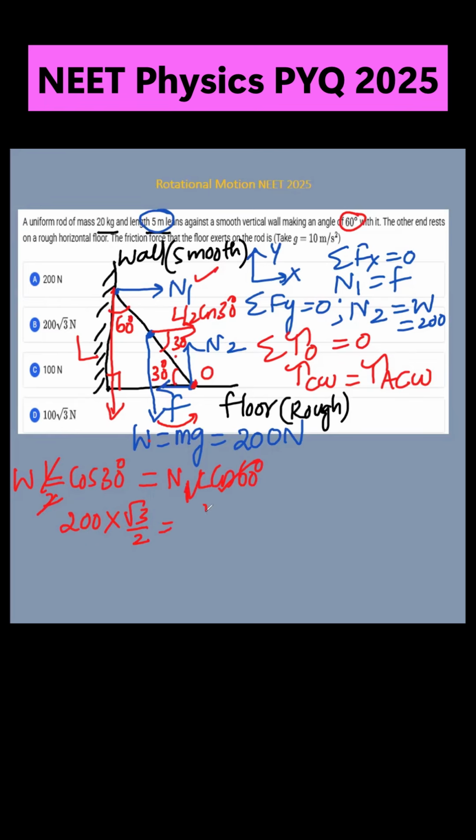But N1 is only the friction. According to this equation, N1 is friction. So friction is 200 root 3 by 2, which is 100 root 3 Newtons. So I think the answer D will be the correct one.